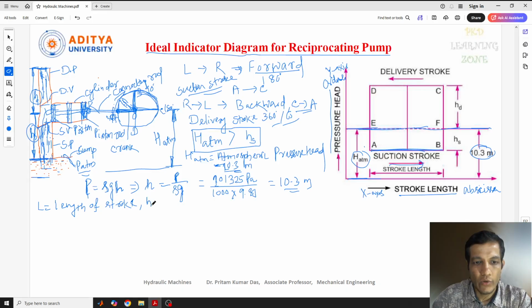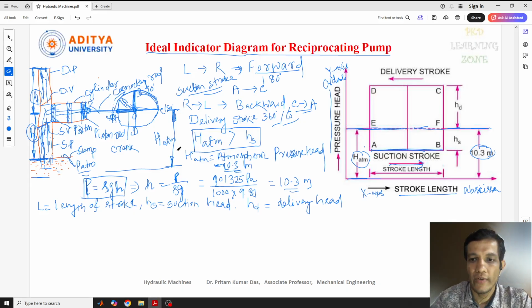And HS, as I told you, is the suction head, and similarly HD is the delivery head. These are the terminologies used here, and the remaining things I already told you. Now first we'll discuss the suction stroke, then we'll go to the delivery stroke.